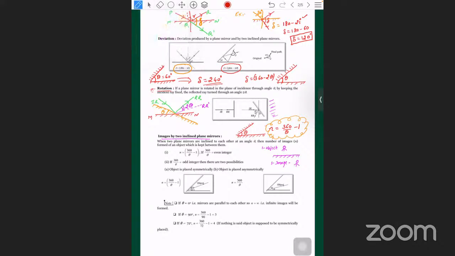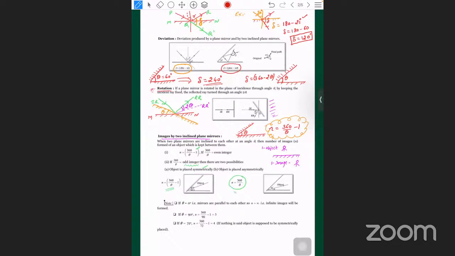Look at the condition for this case, students. If 360 by theta is an even integer, you have to do minus 1. If 360 by theta is an odd integer, you keep n equal to 360 by theta if the object is asymmetric. If it is symmetric, then 360 by theta minus 1. If the object is placed symmetrically, keep the formula 360 by theta minus 1. Only if it is asymmetric, you go with 360 by theta.